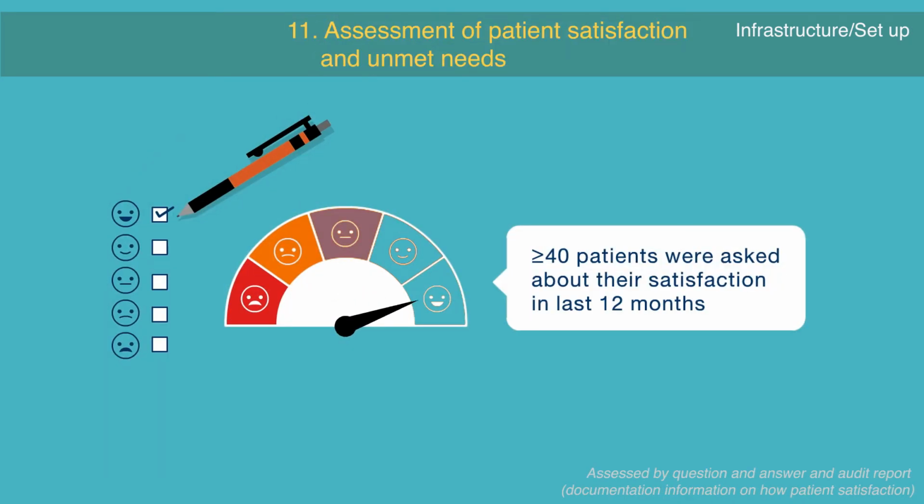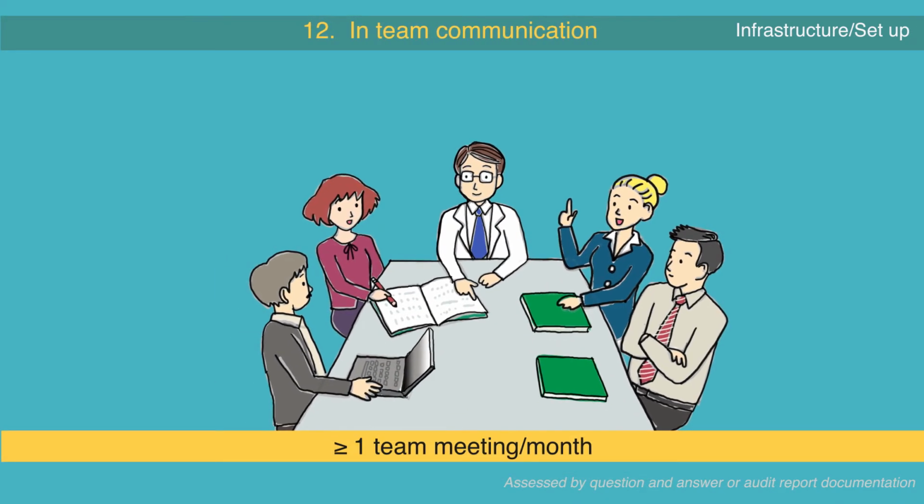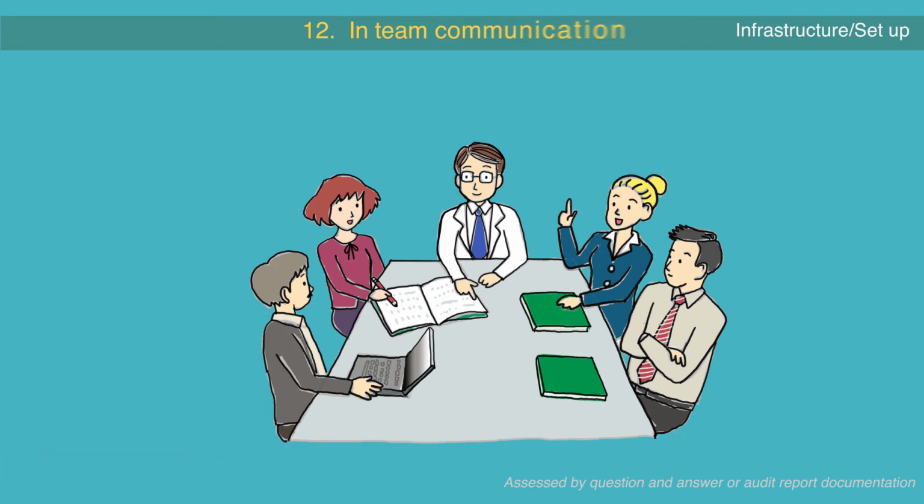Number 11. Assessment of patient satisfaction and unmet needs. The centre provides proof that more than or equal to 40 patients were asked about their satisfaction in the last 12 months. Number 12. In-team communication. The centre provides evidence of regular team meetings, at least once per month, on centre logistics, projects and concepts. In the audit report, the frequency, duration and format of team meetings should be documented.